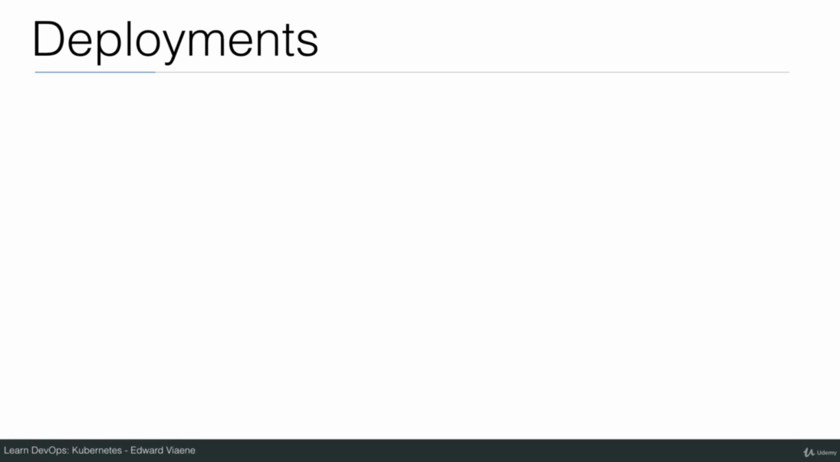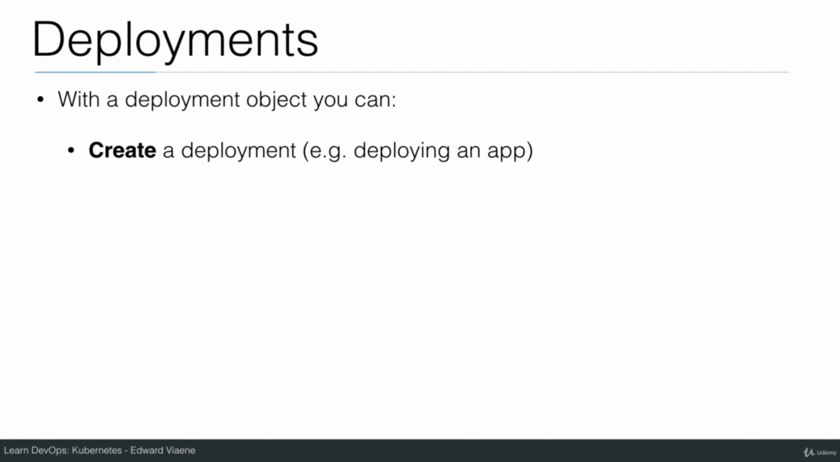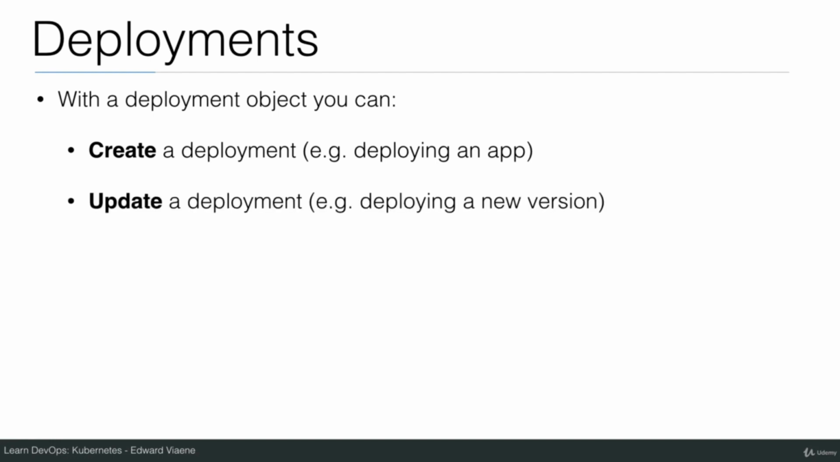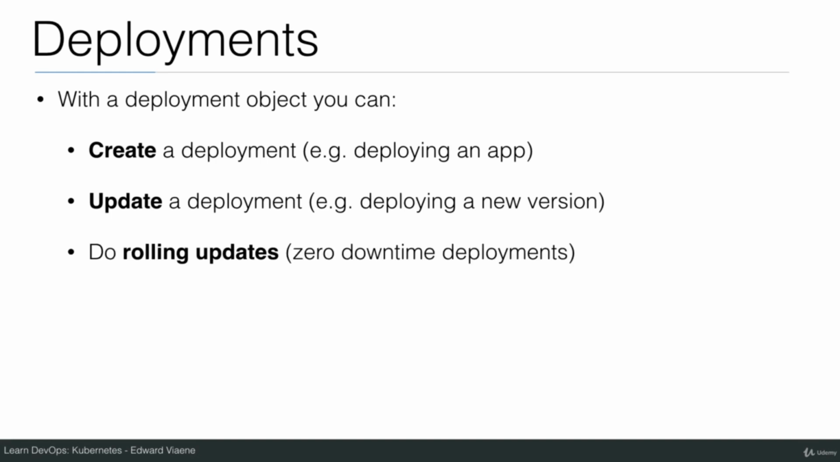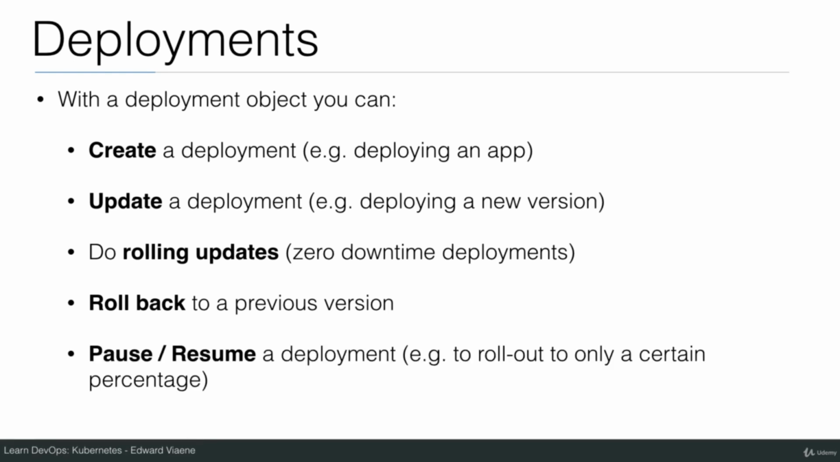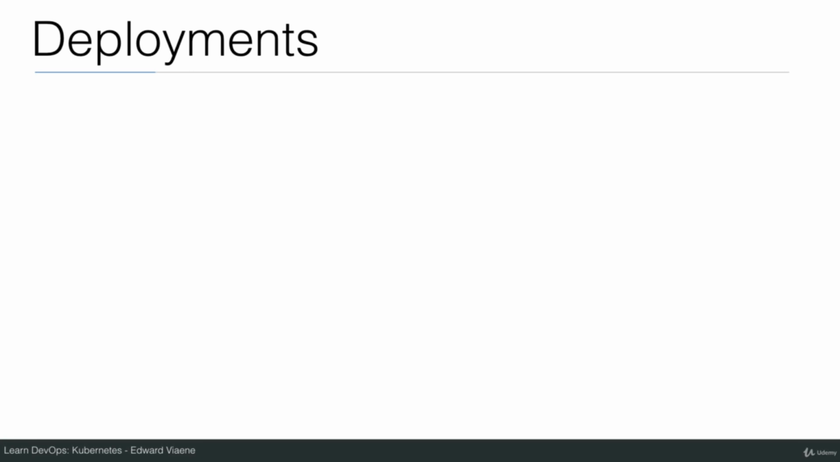So what are those possibilities? With a deployment object, you can create a deployment, for instance, just deploying an app, or update a deployment, deploying a new version of your app. You can also do rolling updates, which means zero downtime deployments. You're not immediately going to update your whole app, but you're going to do it in steps so that you will have zero downtime during this deployment. You can also easily roll back to a previous version of your app. You can pause and resume a deployment as well, for instance, if you want to roll out to only a certain percentage of your running pods.